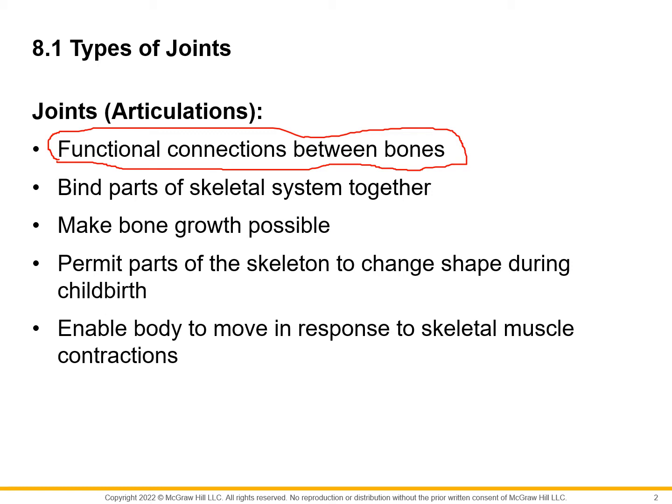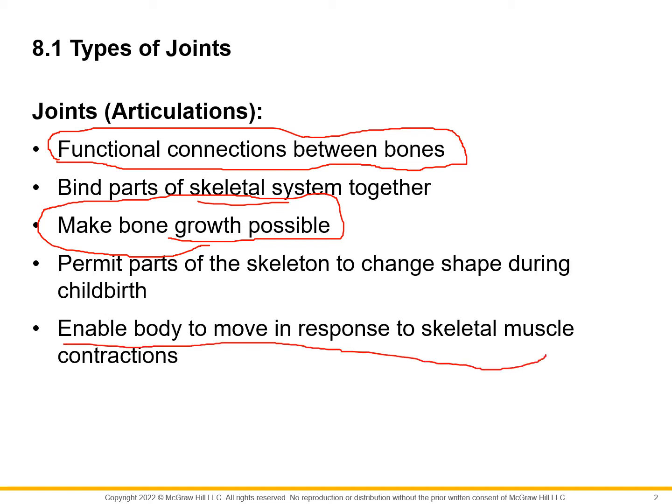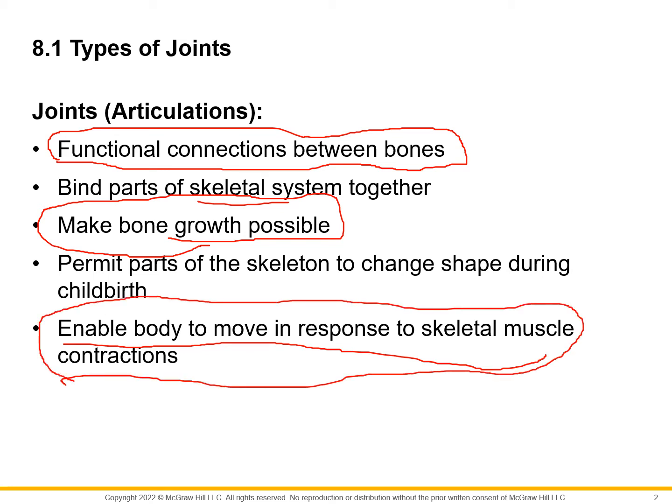And most of us right now probably think, oh, I know joints, the wrist, the elbow, whatever. But there are some types of joints that you might not think of as joints, and they're kind of important. They bind the skeletal system together. They make growth possible. This is going to be one of them that is kind of a shock to people that it's a joint, but we'll get to that. They permit parts of the skeleton to change shape during childbirth and enable the body to move in response to skeletal muscle contraction. This is the one that we really think of as a normal joint.